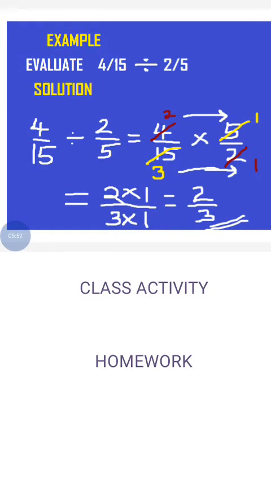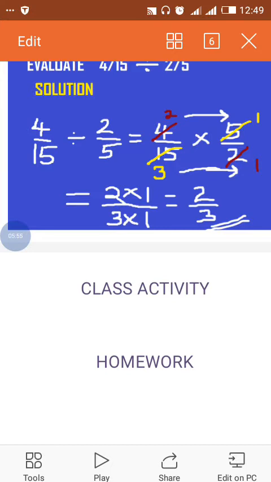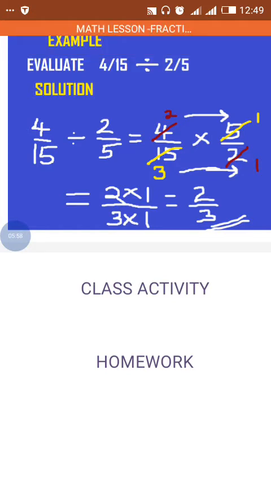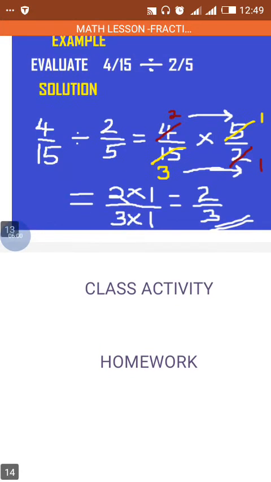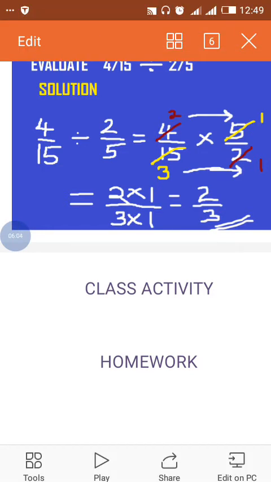So 4 over 15 divided by 2 over 5 is equal to 4 over 15 times. So as I said, the principle says change the division sign to multiplication sign. Now the second fraction will be inverted. So instead of 2 over 5, you get 5 over 2. Now you don't leave it there. There are things to cancel out.